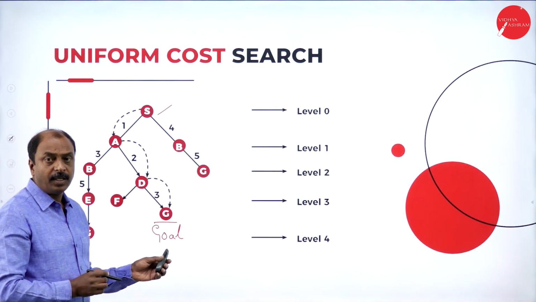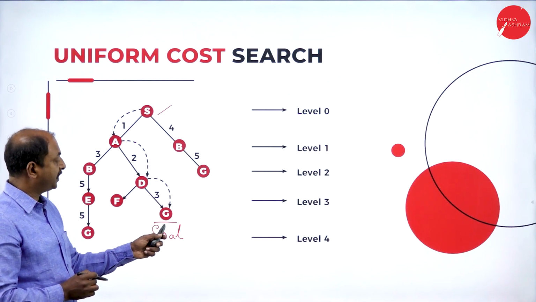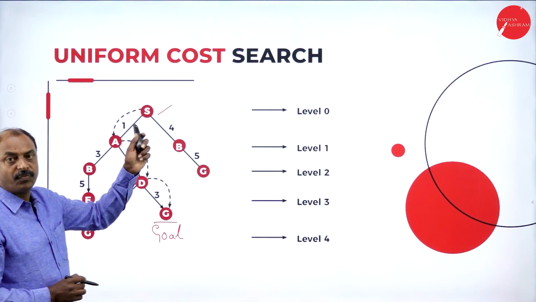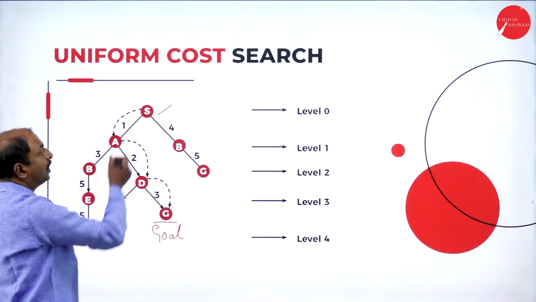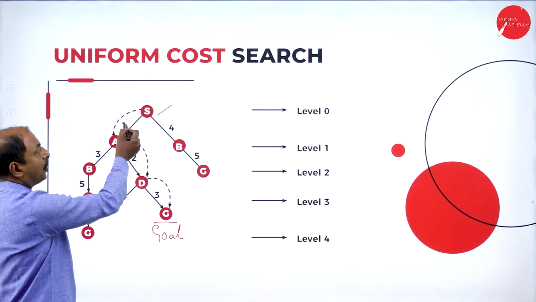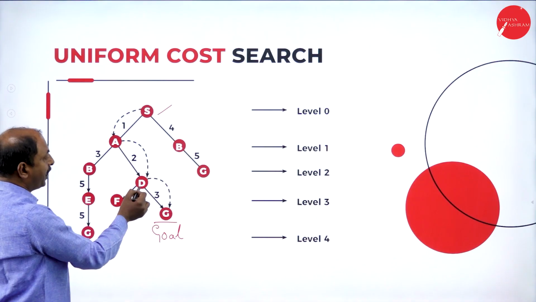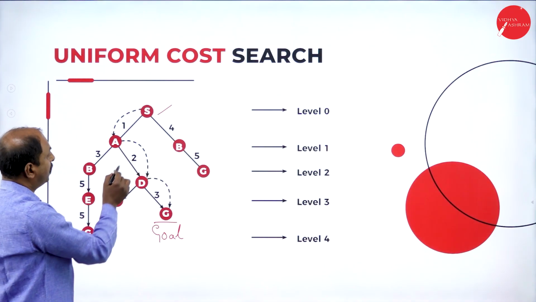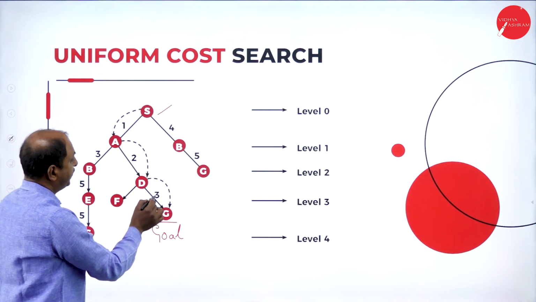So in that way, the goal node is G. It starts searching from the root or the starting node. From here S to A, the cost is 1, and A to D, the uniform cost value is 2, and from here it is 3.